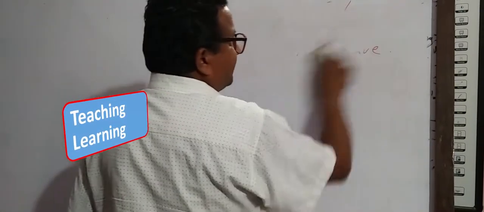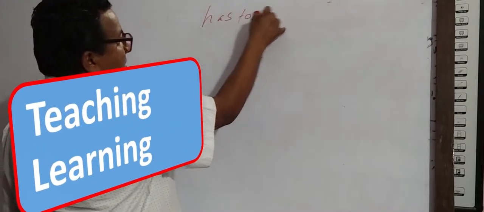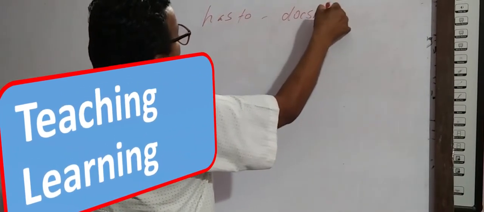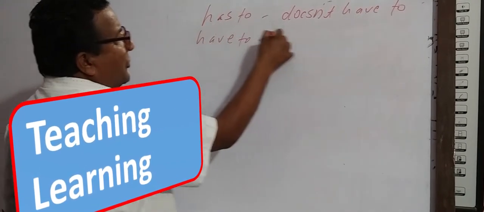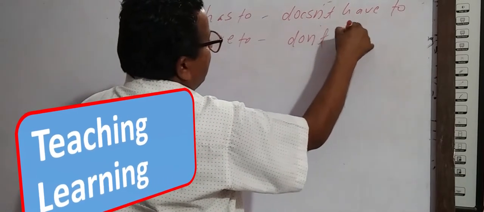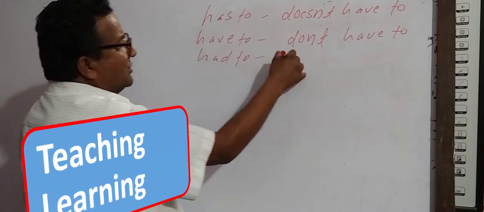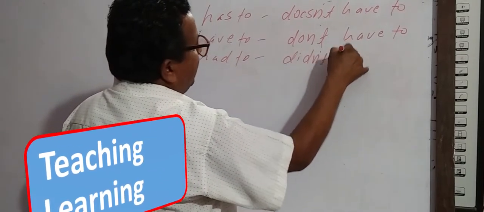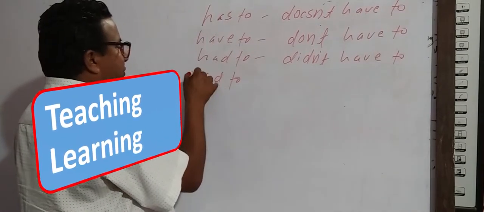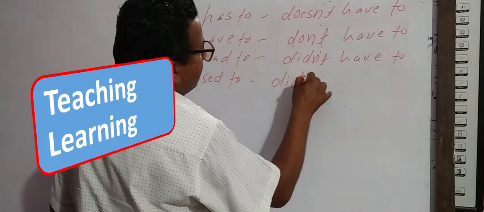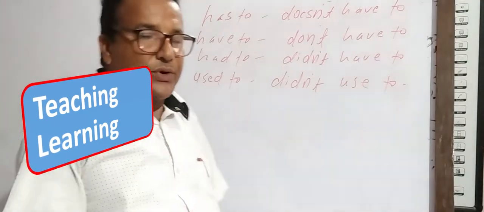At last: for has to, doesn't have to; for have to, don't have to; for had to, didn't have to; for used to, didn't use to. This is the last rule for negative.